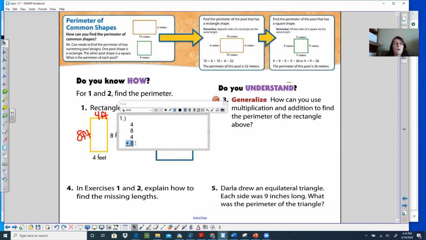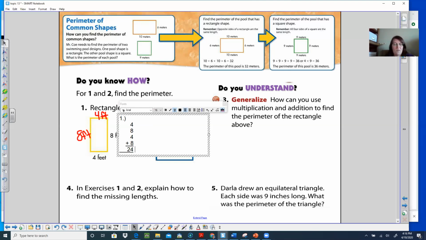Okay, now I need to think, well, what's that going to add up to? Well, 4 plus 8 is, hopefully you're thinking 12. Oh, I have another 4 plus 8. Well, if this guy was 12, then this guy is 12. 12 plus 12 is 24.